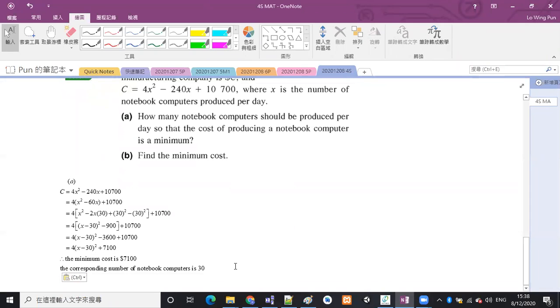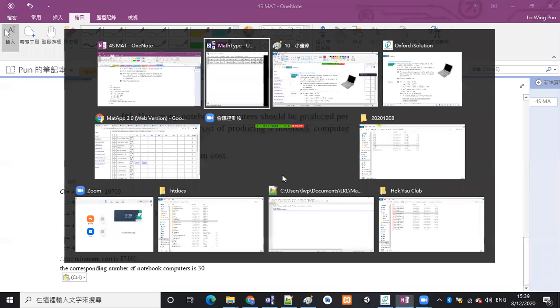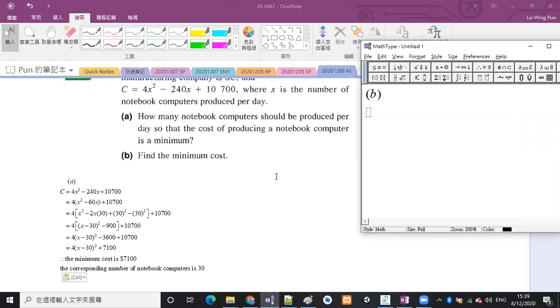Okay, because the minimum value of the function should be the k value, and then the corresponding value of x should be the h value. And the question in part A is asking you how many notebook computers, and x is the number of notebook computers, right? So part A is asking you to find the corresponding value of x. That is the h value in part A. Okay, and then in part B, that will be easy because we have already found the answer.